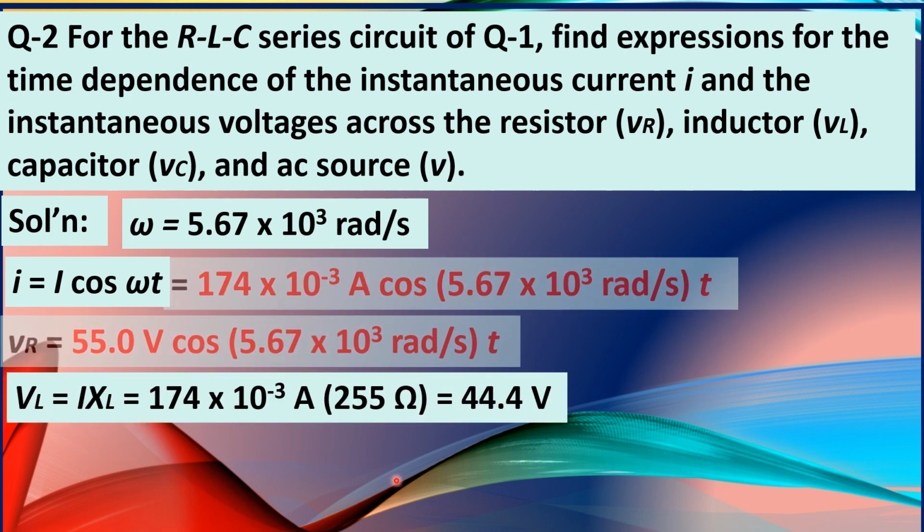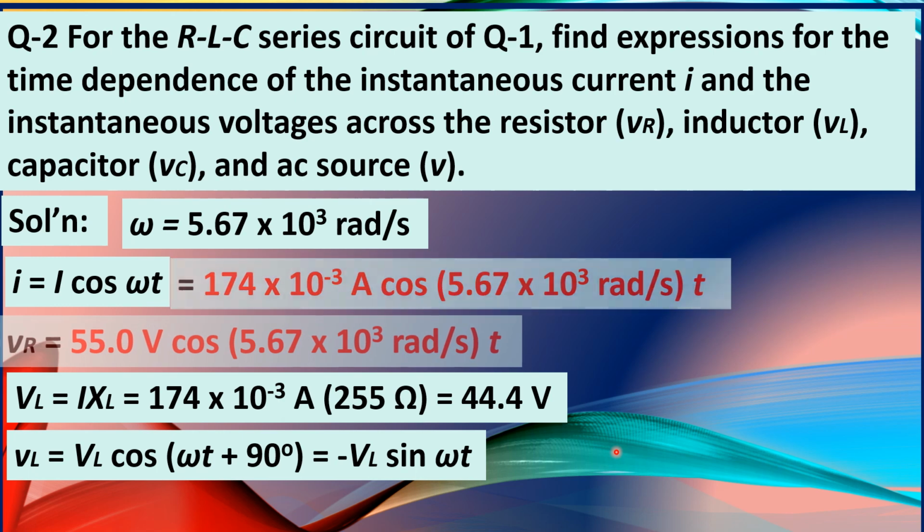And for the voltage across the inductor, we first determine the value of capital V sub L, the maximum voltage across the inductor, which is the product of the maximum current, or current amplitude, and the inductive reactance, capital X sub L. Substituting the current amplitude, 174 times 10 to the negative 3 amperes, and the inductive reactance, taken from question number 1, 255 ohms, we get the voltage amplitude across the inductor, 44.4 volts.